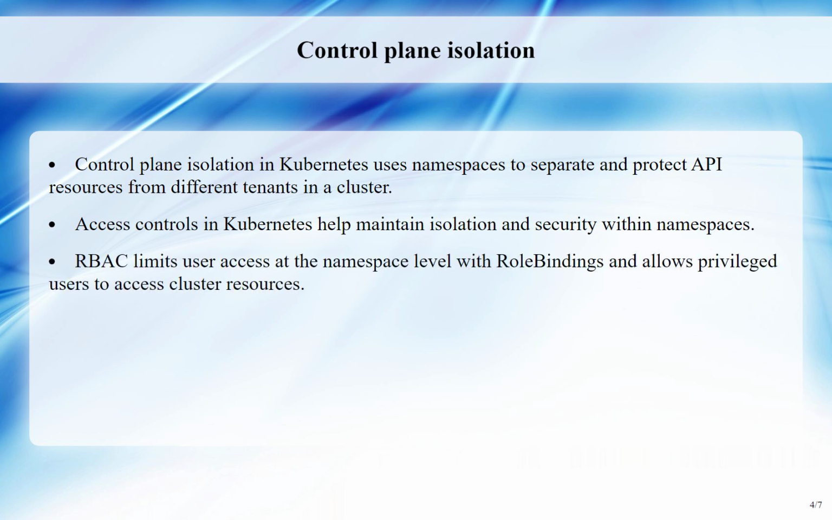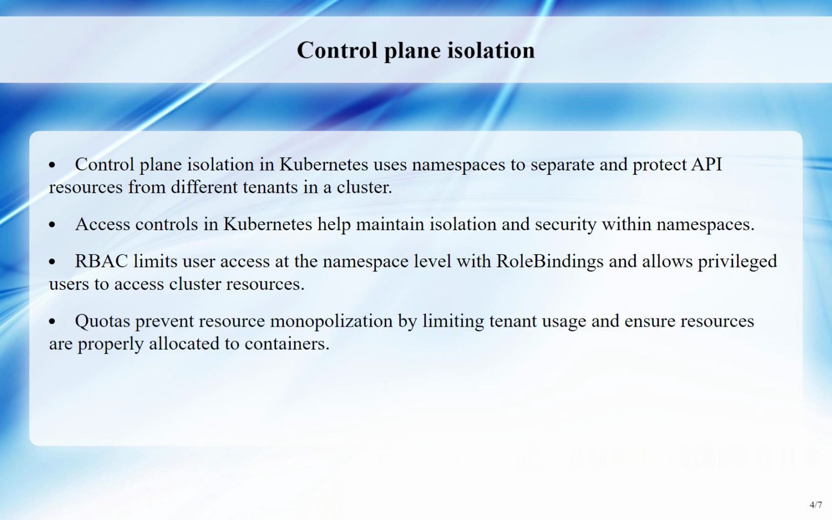Authorization through RBAC is commonly used to restrict access for users and workloads at the namespace level. Role bindings are used to enforce access control at the namespace level, while also ensuring that privileged users have access to cluster-wide resources. Quotas can be used to manage resource usage of tenant workloads, limiting the number of API resources a tenant can create to prevent resource monopolization and noisy neighbor issues. Quotas, when applied to namespaces, ensure that tenants consume resources within their allocated share.